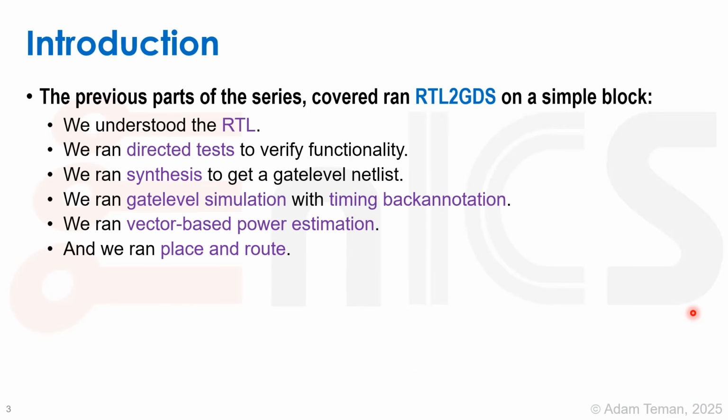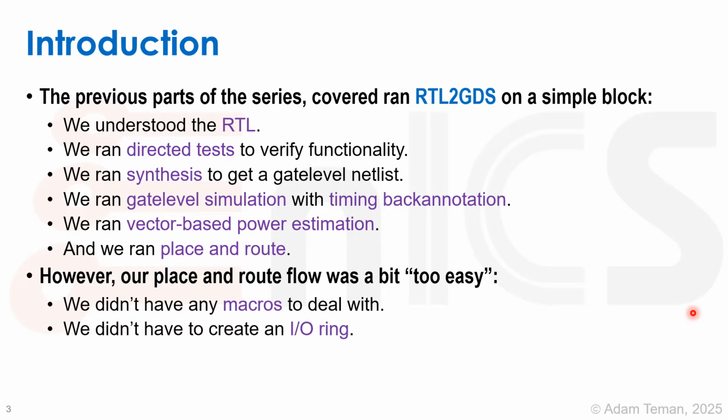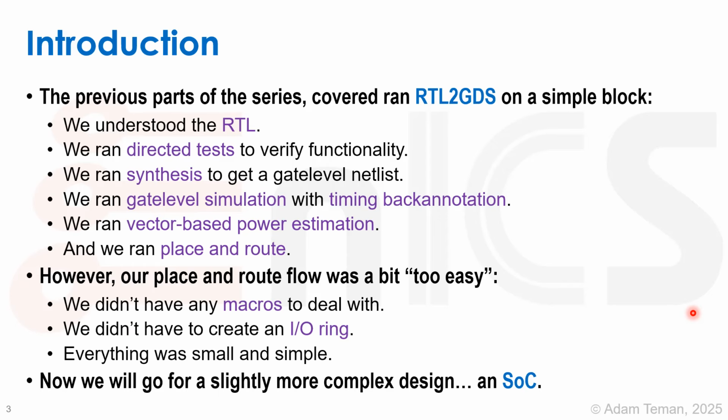In the previous parts of the series, I covered RTL2GDS on a simple block. We did pretty much everything. We understood the RTL, we ran directed tests to verify functionality, we ran synthesis to get a gate-level netlist, we ran gate-level simulation with timing back annotation, we ran vector-based power estimation, and finally, we ran place and route. However, our place and route flow was a bit too easy. We didn't have any macros to deal with, we didn't have to create an I/O ring, everything was small and simple. So now we're going to go for a slightly more complex design.